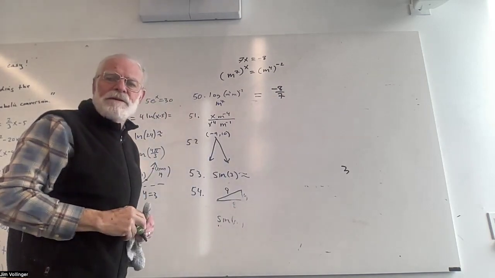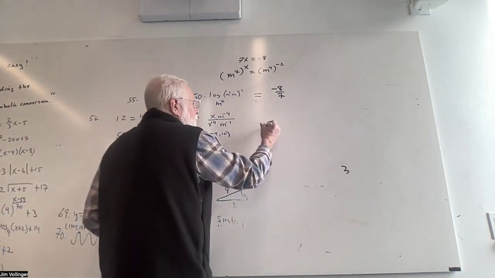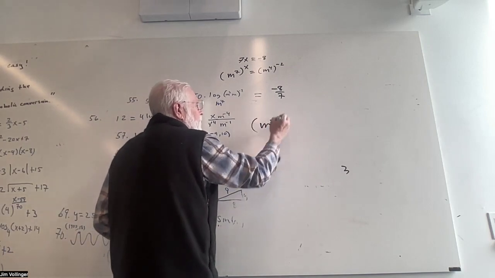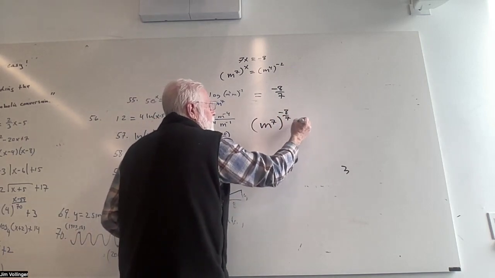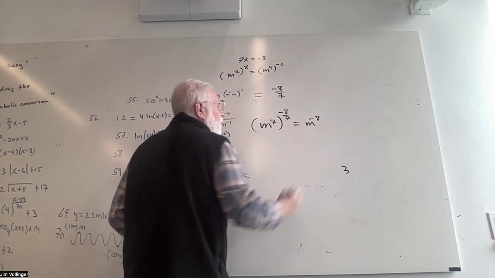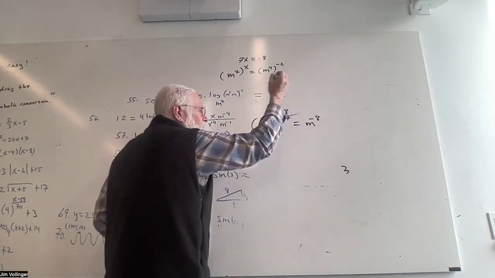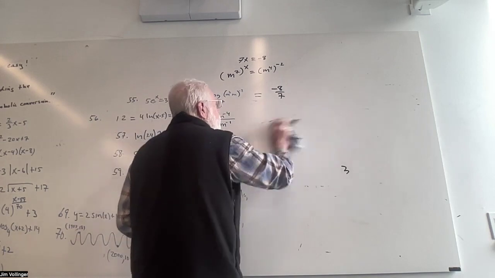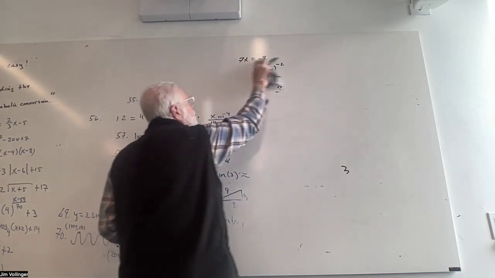That's the exponential activity that I need to turn m to the 7th into m to the minus 8. I hope you can see it. Boom. Okay. That's that problem.